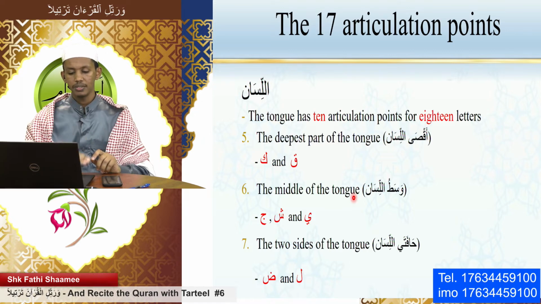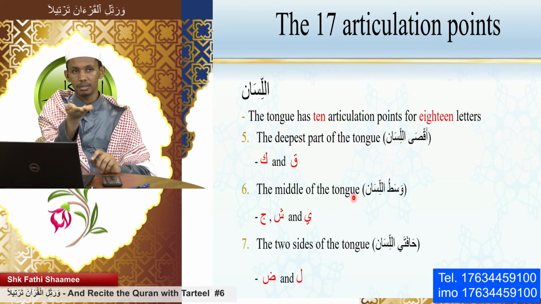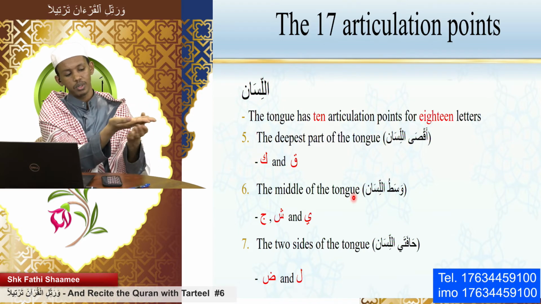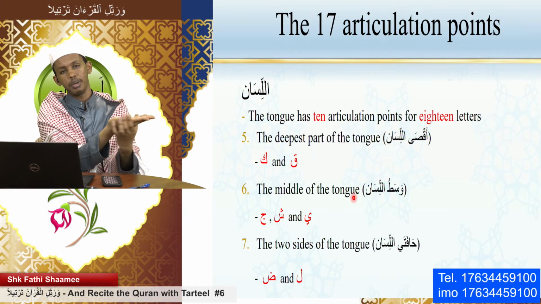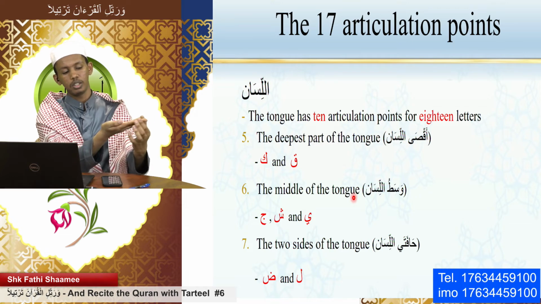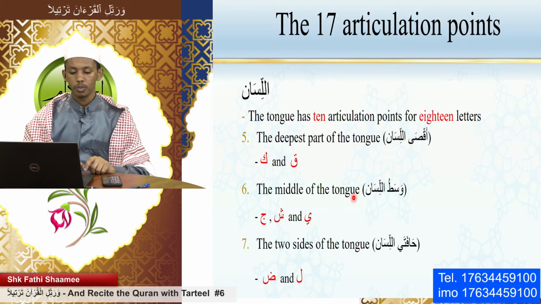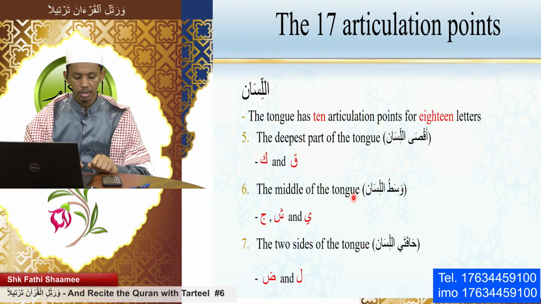So the 2 sides of the tongue, suppose this is my tongue, if my hand is my tongue, and this was the back of the tongue, so the 2/3 that are at the back, the dad is from there, and then the 1/3 that's at the front is where the lam comes from. So that is 8 articulation points that we have so far.